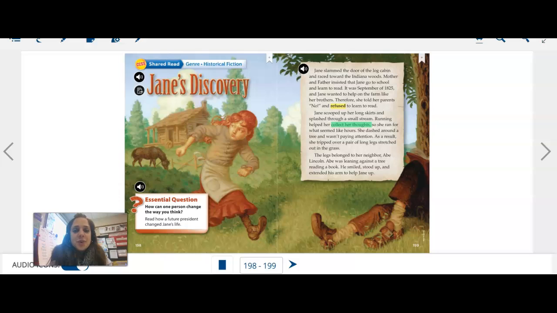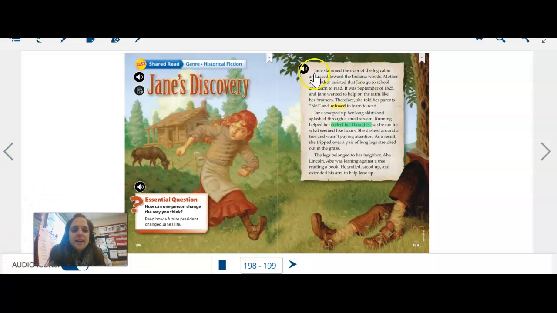Well, after that situation, as we read on, we find out a result. Jane scooped up her long skirts and splashed through a small stream. Running helped her collect her thoughts, so she ran for what seemed like hours. She dashed around a tree and wasn't paying attention. I'm going to pause here.